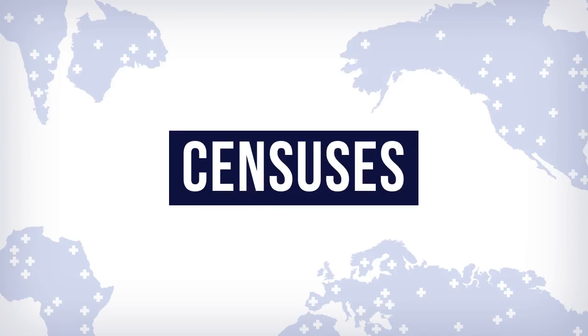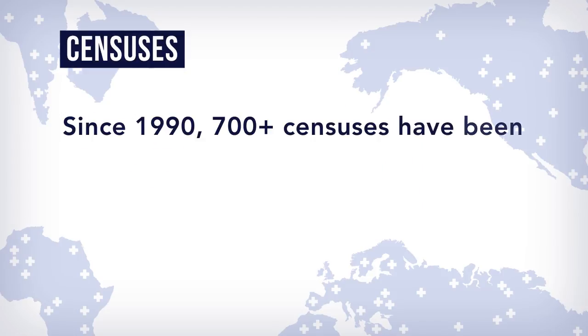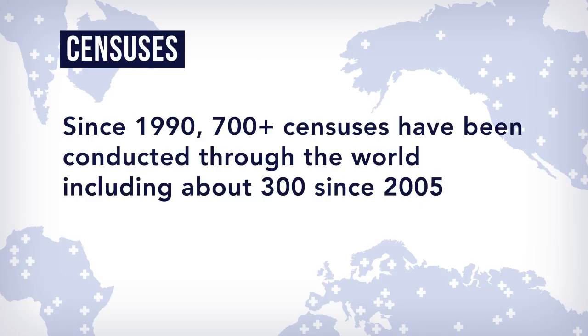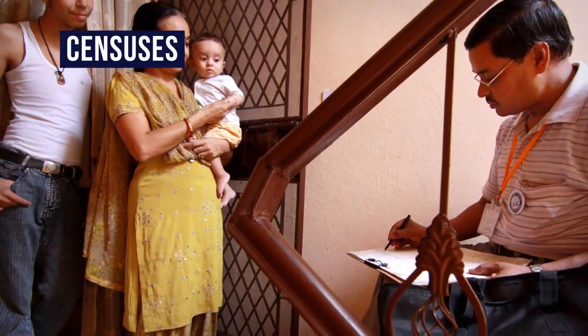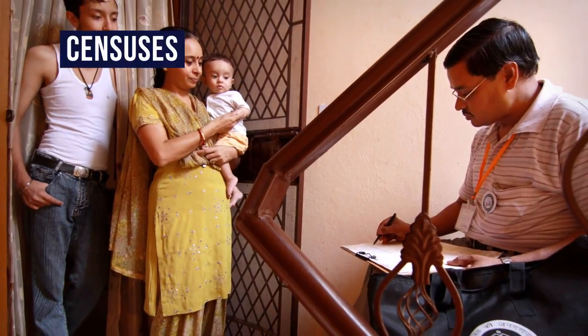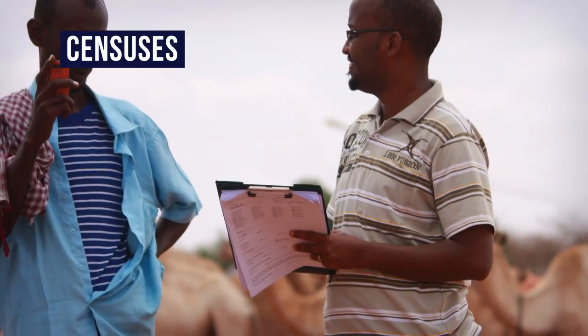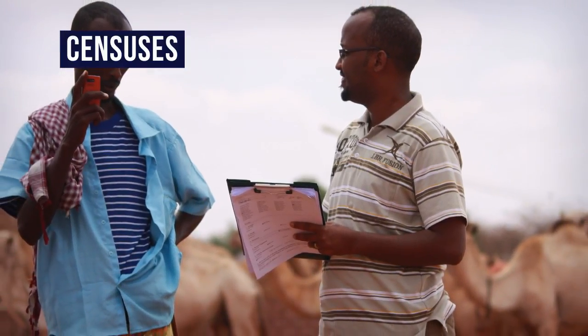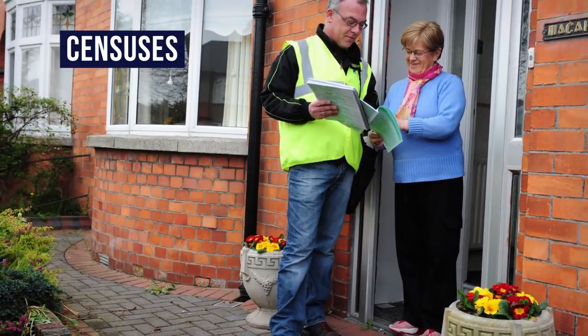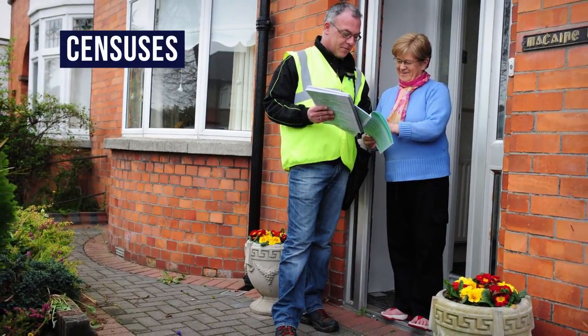The heart of good demographic data is a reliable census. Since 1990, more than 700 censuses have been conducted through the world, including about 300 since 2005. In this case, the most common way is visiting each household to collect a small set of questions about their housing, all the household members and their characteristics, and eventually more specific questions on a subset of topics of people.